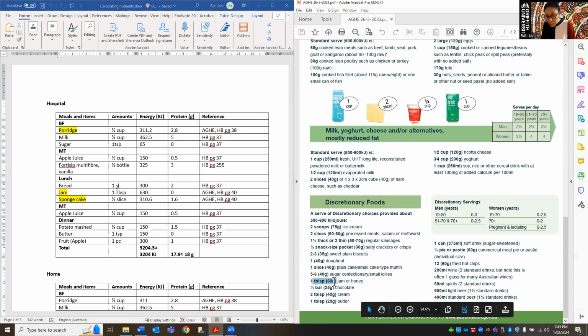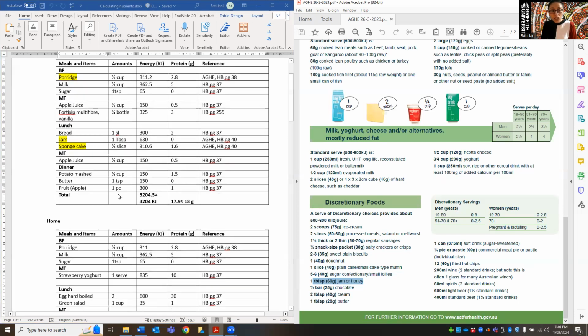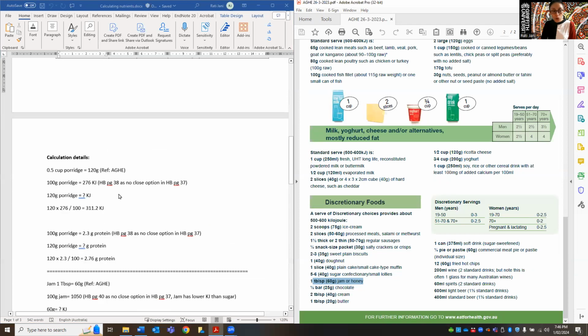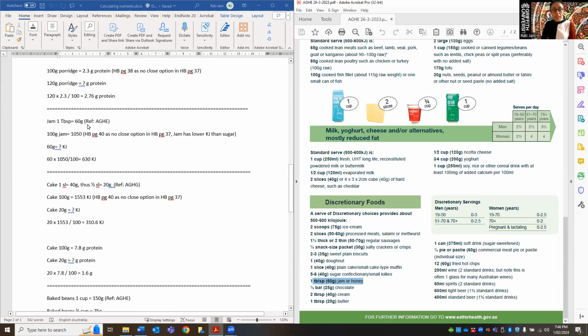This is where you have jam. One tablespoon is 60 grams. What is the patient having? The patient is having 1 tablespoon of jam. Because it's not in the quick ready reckoner, you need to convert the household measurement into grams for your energy and protein calculations. I have scaffolded this for you at the bottom so it becomes easier. So jam, 1 tablespoon is 60 grams.